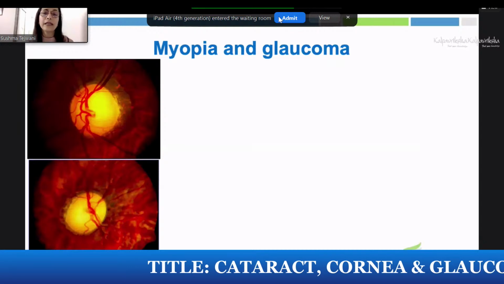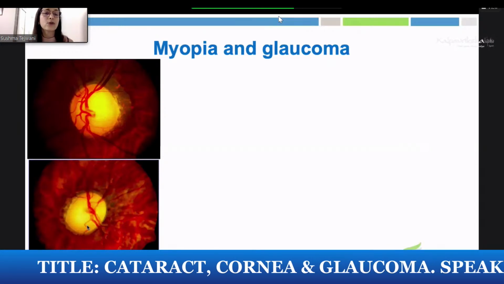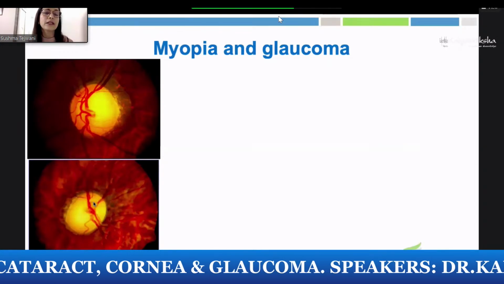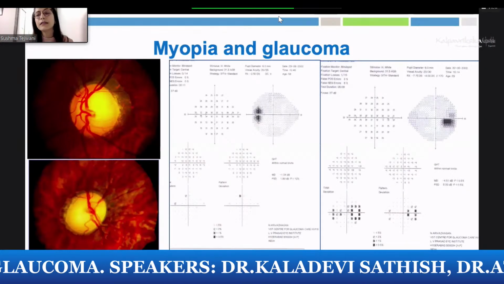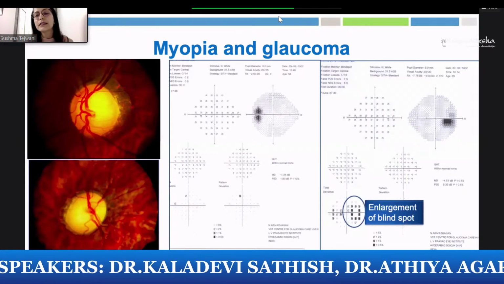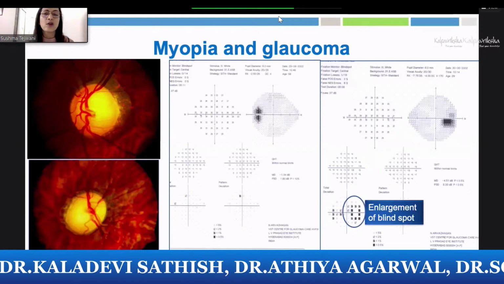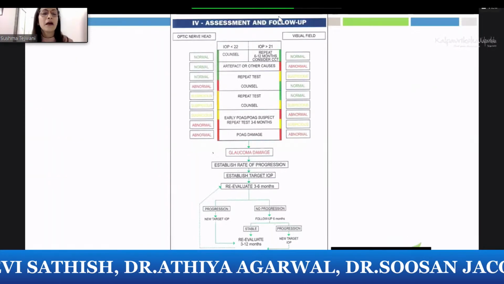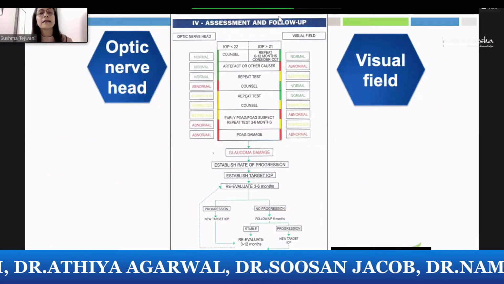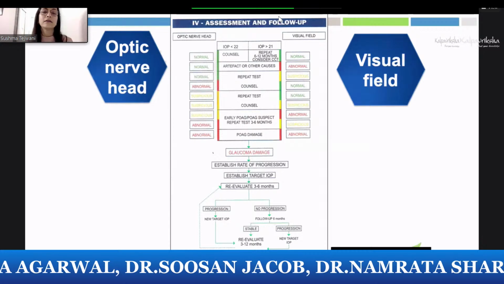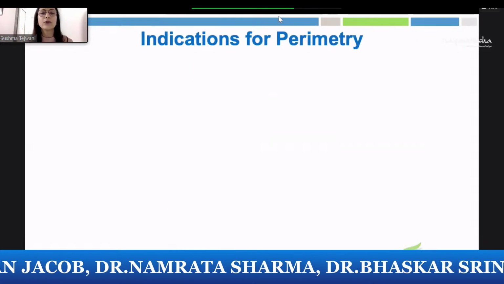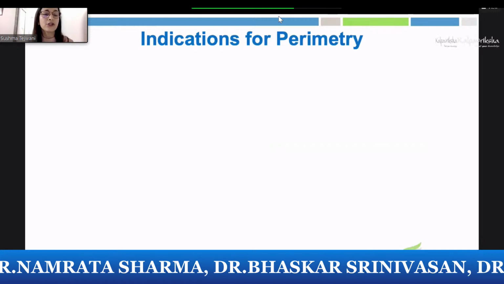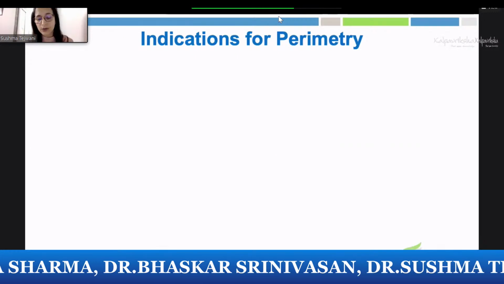Myopia, you have to be very careful because there are certain changes that overlap. For example, if you see, this is the right and left eye of a patient who is myopic, and these are the visual fields. Now you have to be careful that this is the enlargement of the blind spot and not glaucoma. This is due to myopia. Well, as I said, the optic nerve head and the function are both very important. We need to look at both anatomy and function of the optic nerve to diagnose glaucoma.